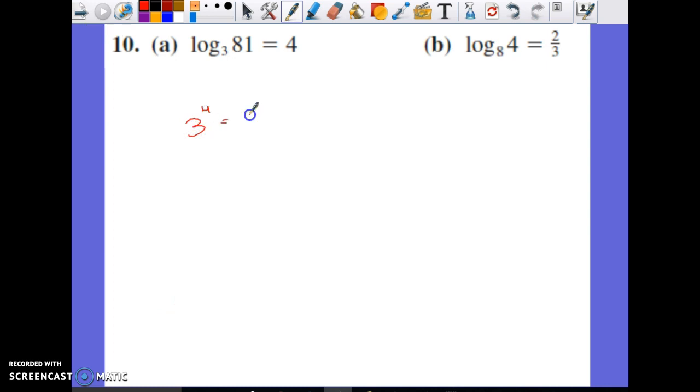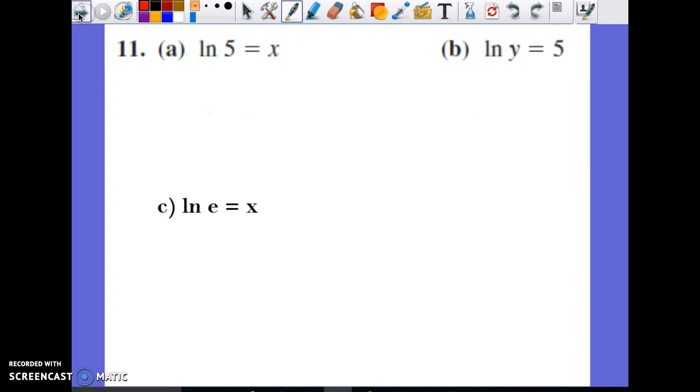3 to the 4 equals 81. 8 to the 2/3 equals 4. So let's just make sure that's right. 8 to the 2/3. Well, 8 squared is 64, and the cube root of 64 is 4. So a lot of that stuff that you would have done in algebra, like these exponent rules, is going to come in handy. All right, so let's look at some ln ones.